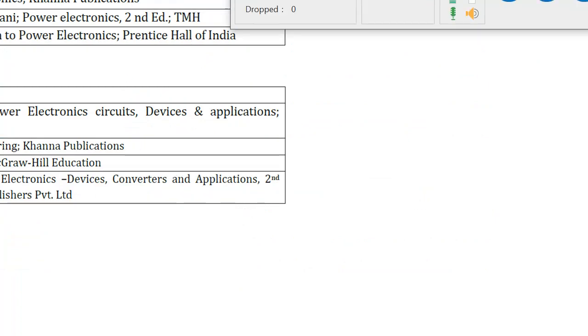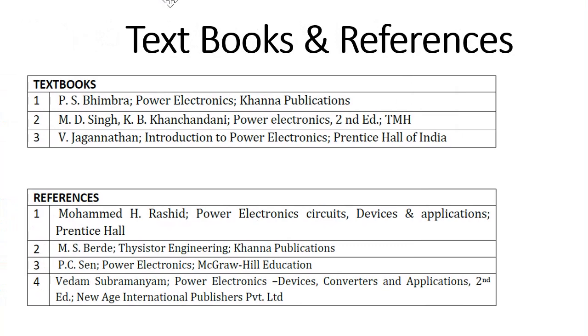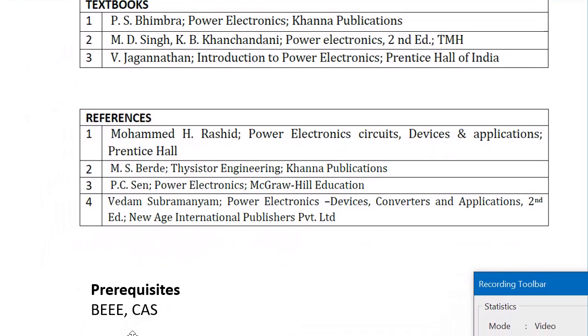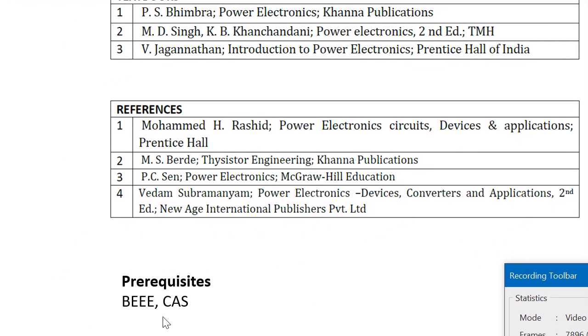Now the textbooks mentioned for you are Bimbhra, Singh and Jagannathan, all available in the library. References are Rashid and Burdick. These are also available in the library. If you want to understand the subject really well, the prerequisites or the basics that you need are your BEEE, Basic Electrical and Electronic Engineering, of first year, and CAS of the second year.